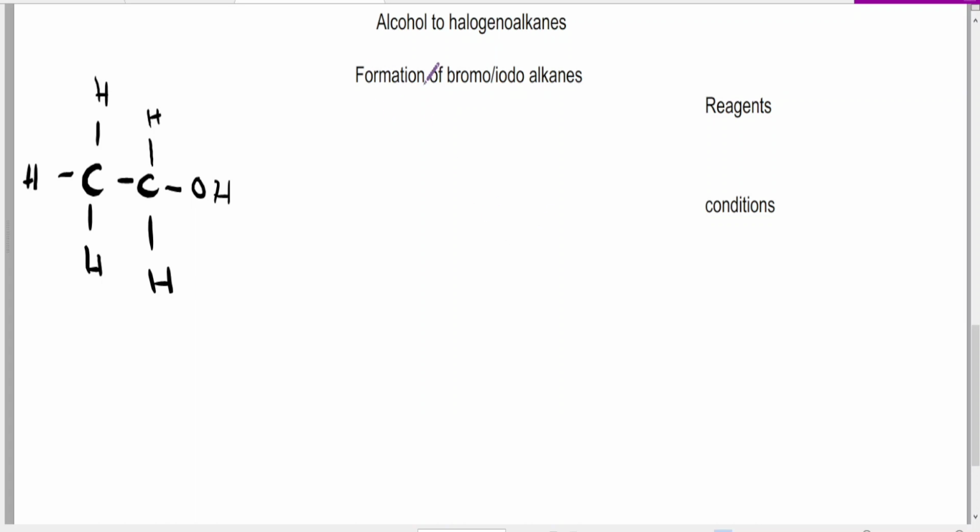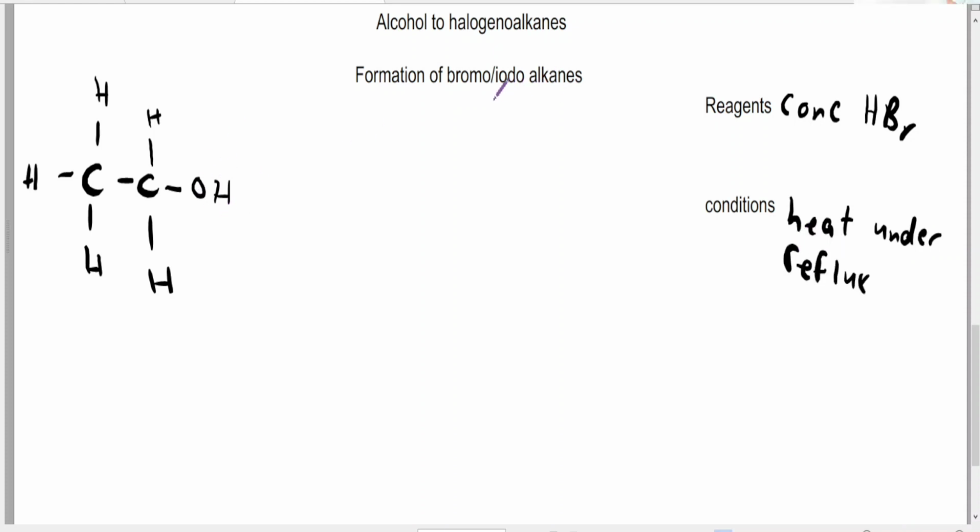So now comes the formation of bromo or iodoalkanes. The reagents and conditions are very similar, so I combined them both. Now the reagent that you need for the formation of bromoalkanes is conc HBr, and the condition is heat under reflux. And the reagent for the formation of iodoalkane is conc HI, and the condition is still the same, heat under reflux. Now there is also an alternative way of forming bromo or iodoalkanes, which is not very popular, but it's better if you know this.